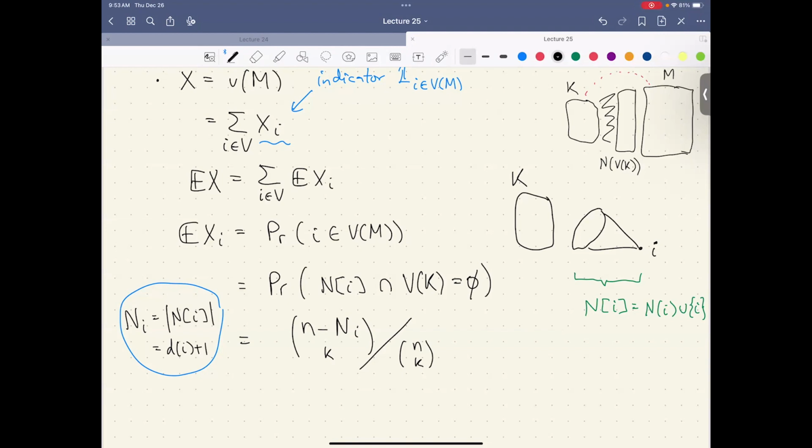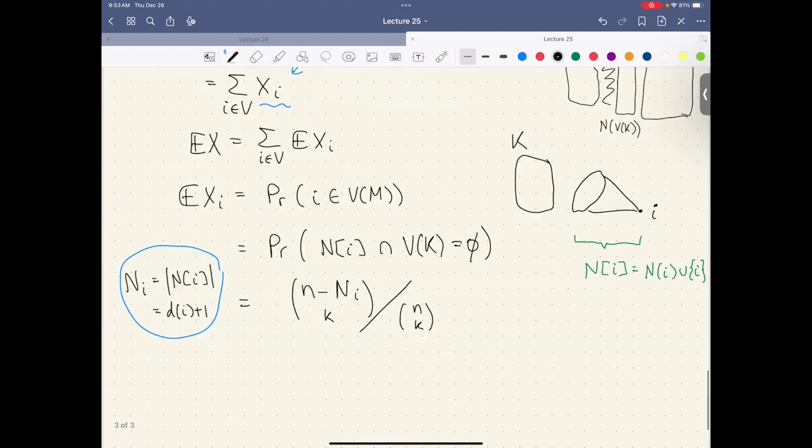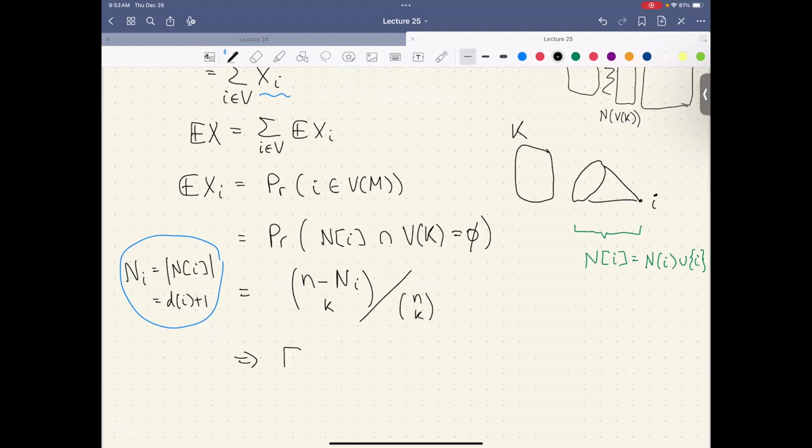Now, as a conclusion, the expectation of X equals the sum over all vertices i of this probability: m minus n_i choose little k, divided by n choose k. Okay?